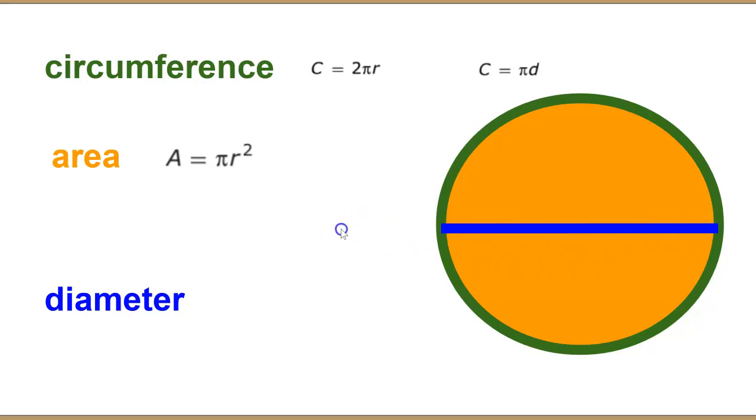And then the radius is halfway across that circle. So from the center to the outside is our radius, and it's half the distance.